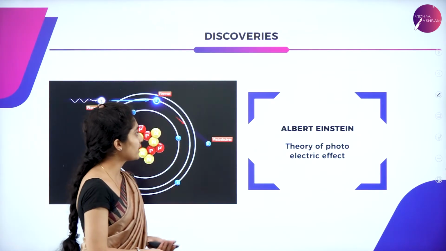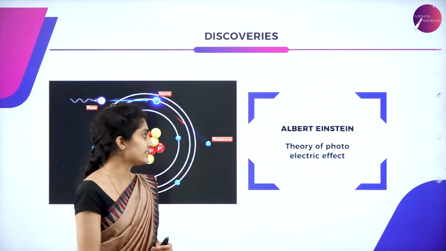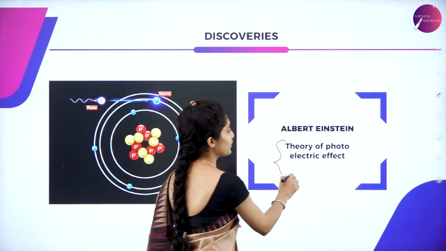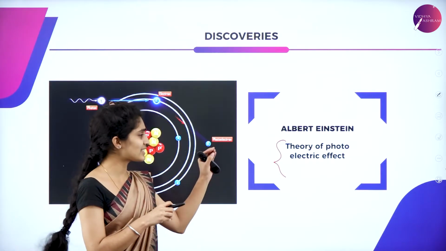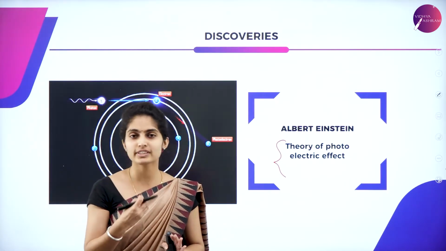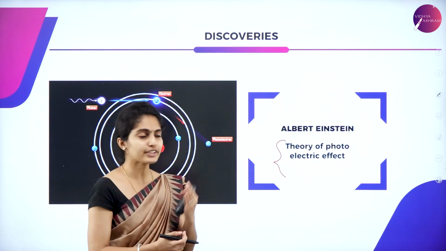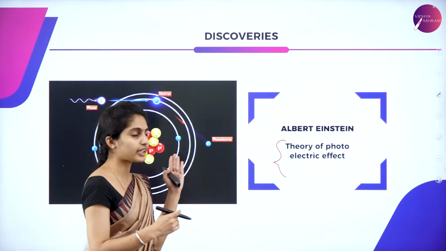So the next one is Albert Einstein, discoveries of Albert Einstein. He discovered many things, but out of which I have picked up only one discovery of Albert Einstein, that is the photoelectric effect. What happens in the photoelectric effect?